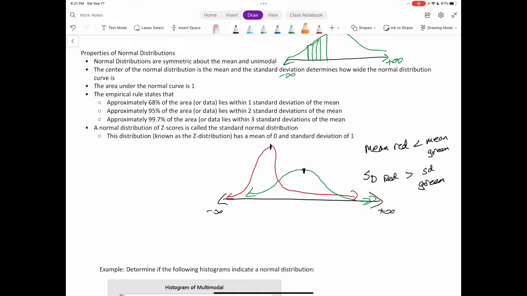The area under the normal curve is 1. So it will always be 1, and that's very important. We're going to use that fact whenever we get to calculating probabilities.